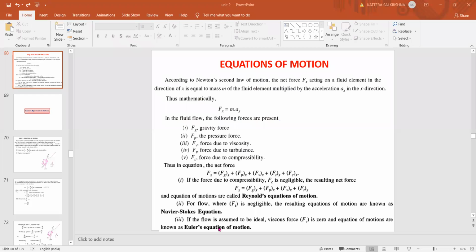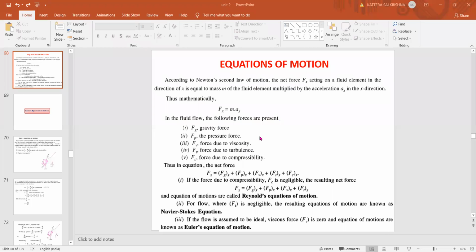The equation of motion in which forces due to gravity and pressure are taken into consideration is called Euler's equation of motion. So here we are taking only two forces which act on the liquid or fluid: the gravitational force and the pressure force.